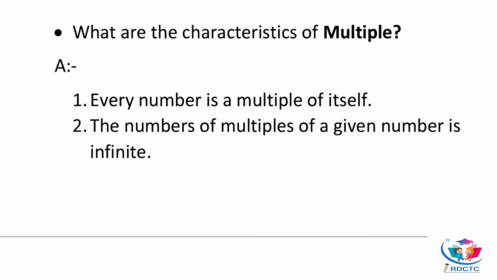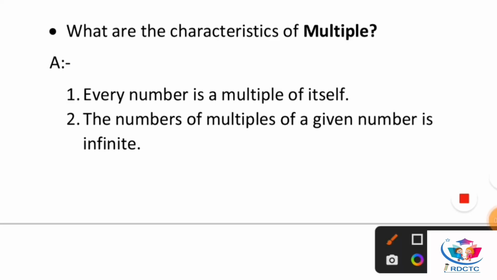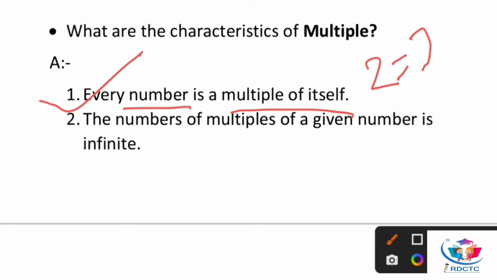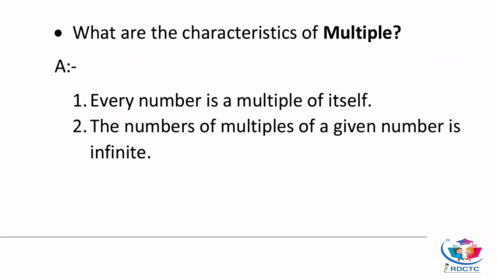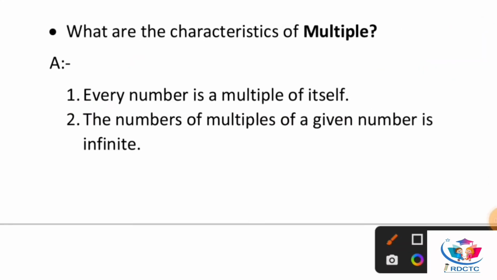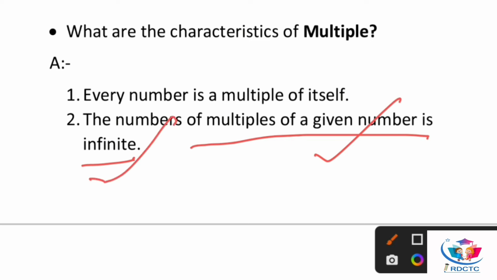Next question. What are the characteristics of multiples? Number 1: every number is a multiple of itself. If I take 2, first we write the multiple of 2 is 2. Then we write 4. Then we write 6. Then we write 8 and so on. Number 2: the number of multiples of a given number is infinite. There is no ending of multiples.